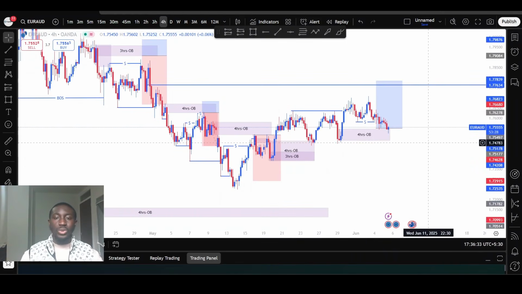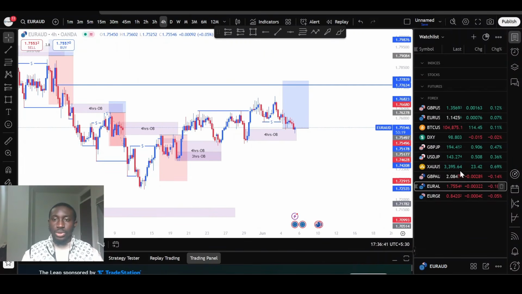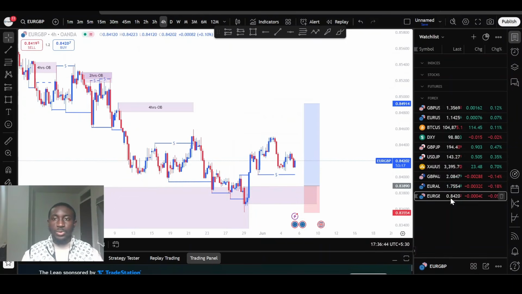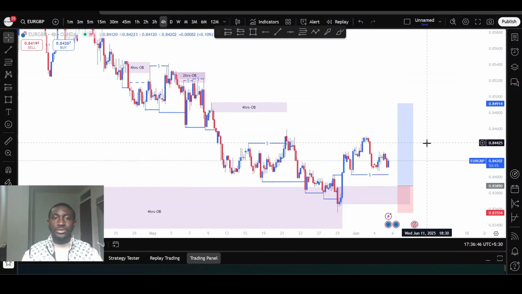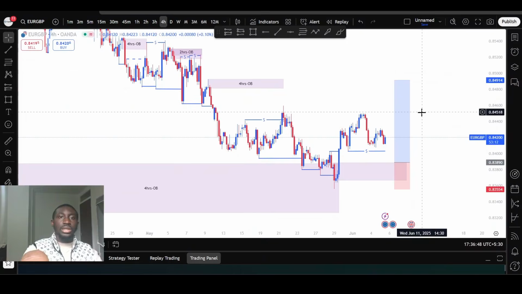See, we have noise everywhere. And it's all good. Then for EURGBP, my insight for EURGBP is, let's go to the daily time frame.